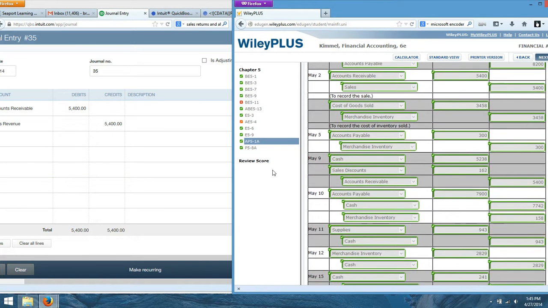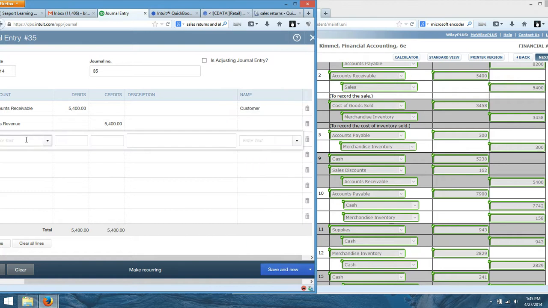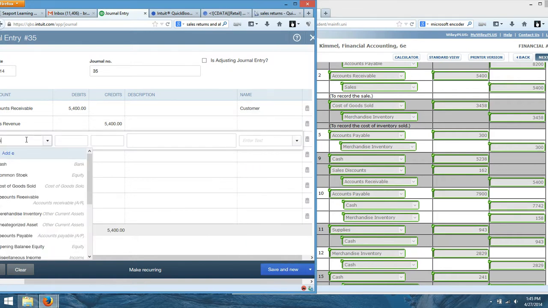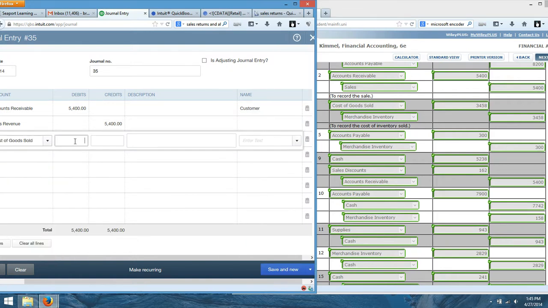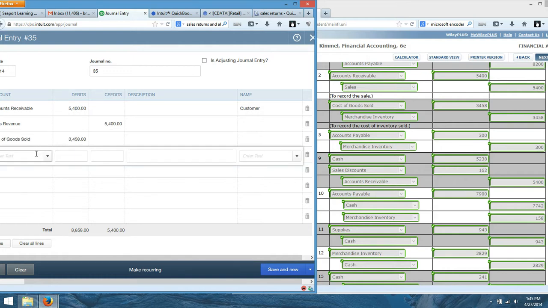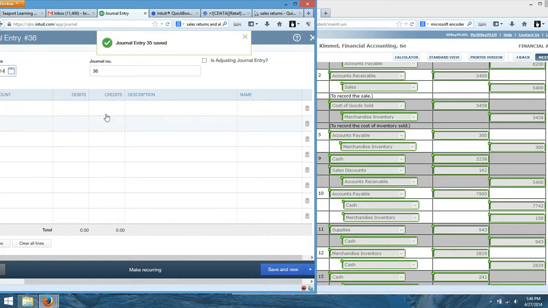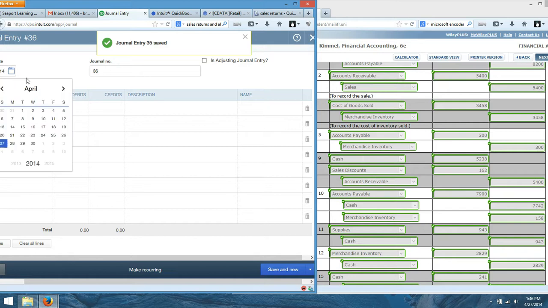For the other part, we have to actually put down the cost of goods sold, and the cost of goods sold is right here, and it only costs us $34.58. And we're going to go over here to merch inventory, and it's $34.58. All the numbers add up. Save and new. Our next transaction is going to be on May the 5th, so Cinco de Mayo.